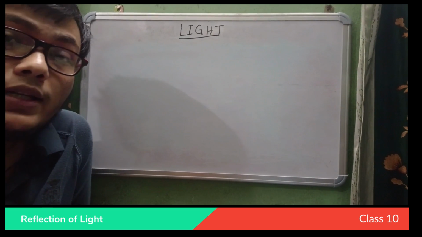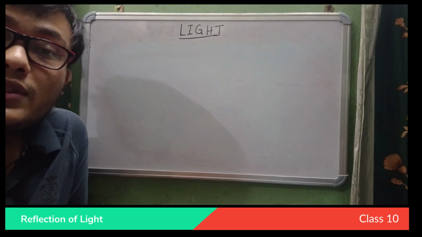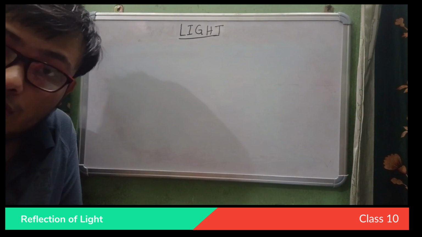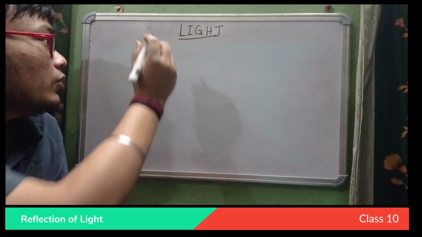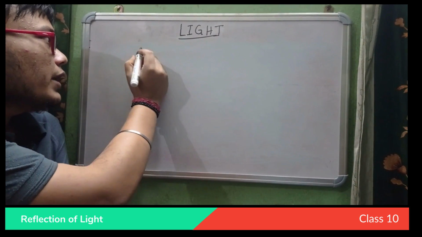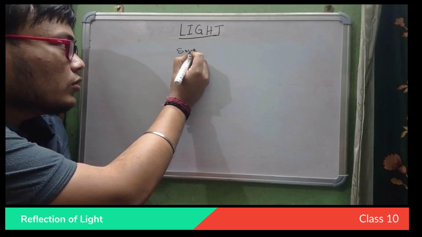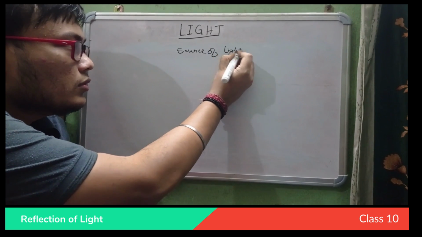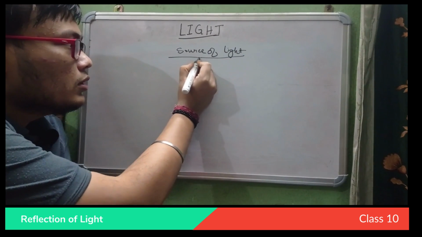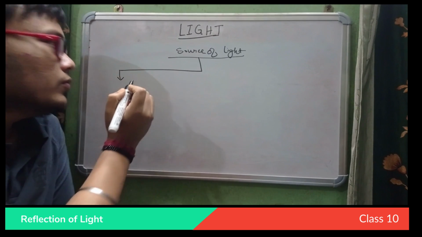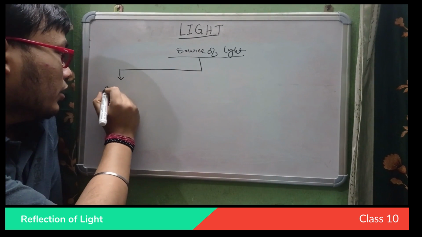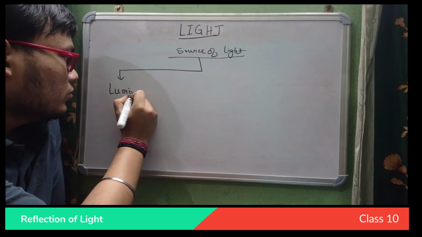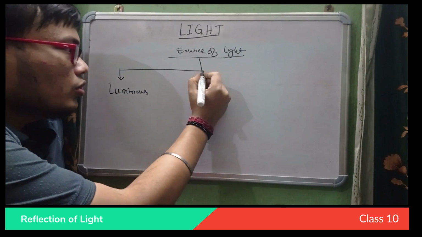So the next question comes, that is, what is the source of light? A source of light is basically an object which emits light energy. So a source of light can be a tube light, maybe a bulb. Now there are two types of sources of light: luminous objects and non-luminous objects.